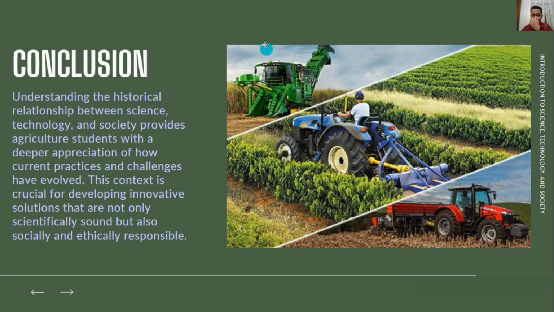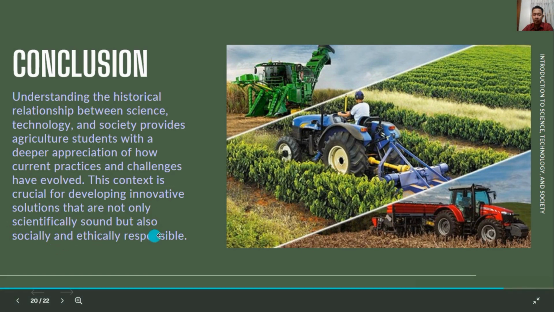So for our conclusion, we need to have a better understanding of the historical relationship between science, technology, and society, which provides our agriculture students with a deeper appreciation of how current practices and challenges have evolved. This context is crucial for developing innovative solutions that are not only scientifically sound but also socially and ethically responsible.